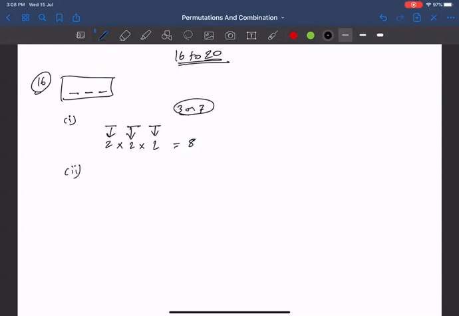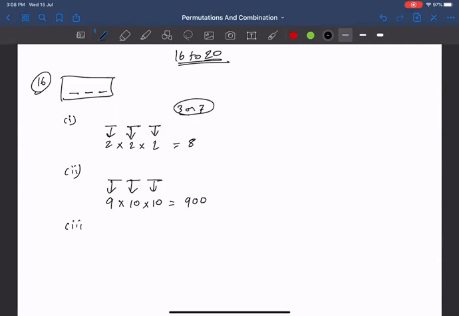Second, the one who read the question should answer now. There is no restriction, and we want a 3-digit number. Can you tell me how you go about it? First one, 9 options. Why? Because 0 cannot come. Then 10 and 10 and 10. Okay, next part.